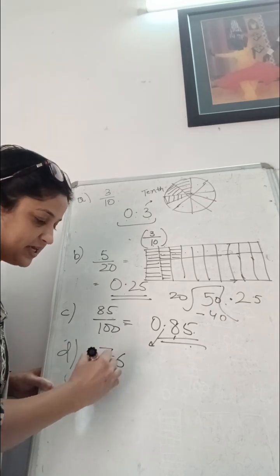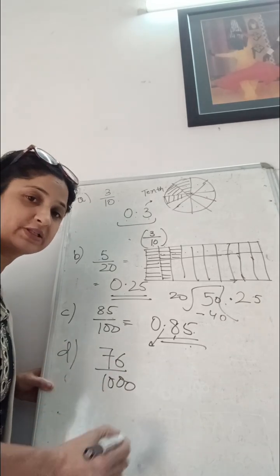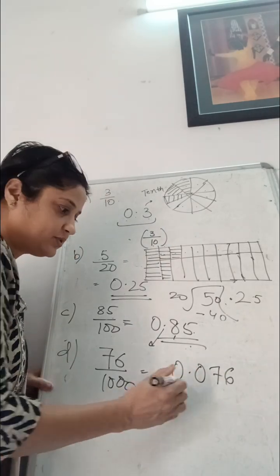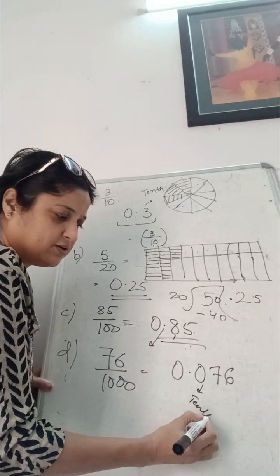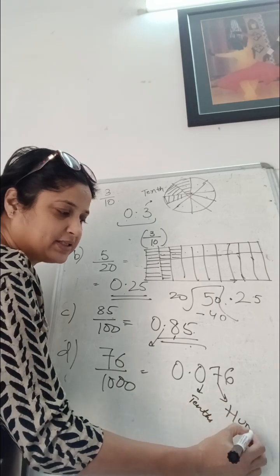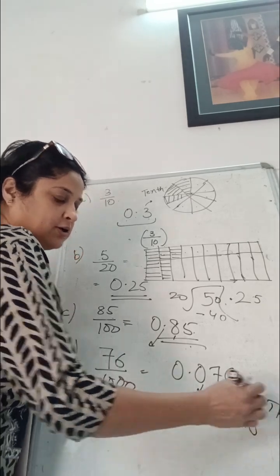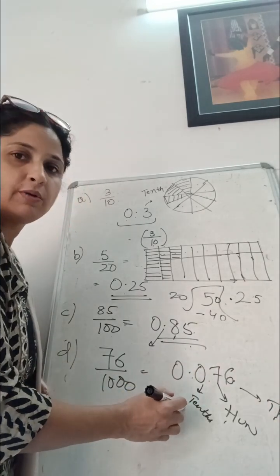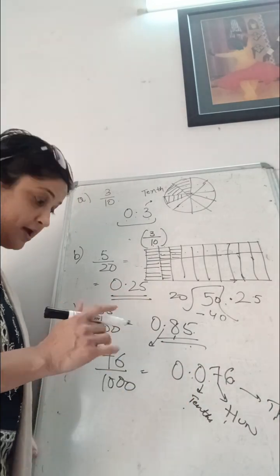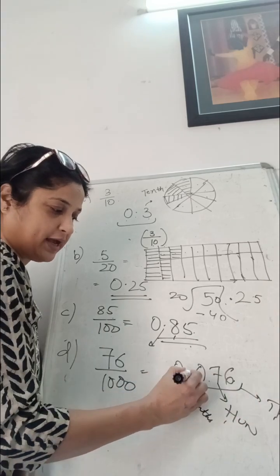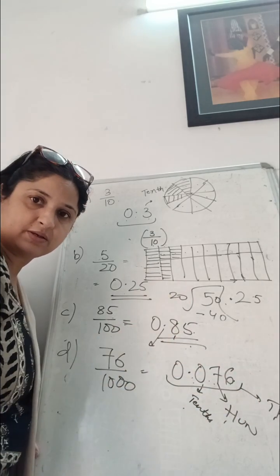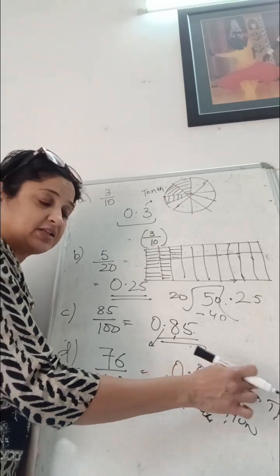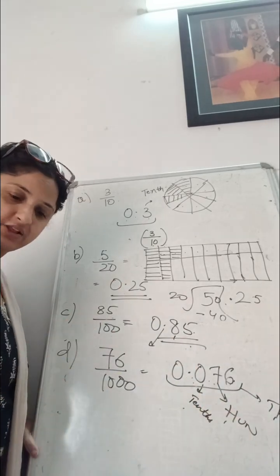Similarly, 76 upon 1000. How will you represent? You will represent 0.076. So this is tenths. Okay. This is at the hundreds place and this is at the thousands place. So 7 out of 100, 6 out of 1000 and 0 in 10. तो 0 में हमें कुछ नहीं लेना. इसीलिए इसका डेसिमल नोटेशन क्या है? 0.076. 7 hundreds पे आ गया, 6 thousands में आ गया और ये 0 tenths में आ गया.